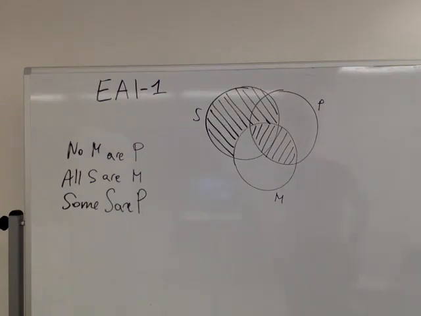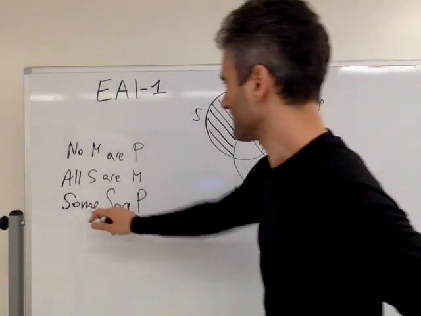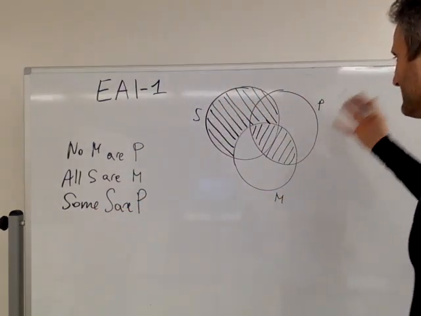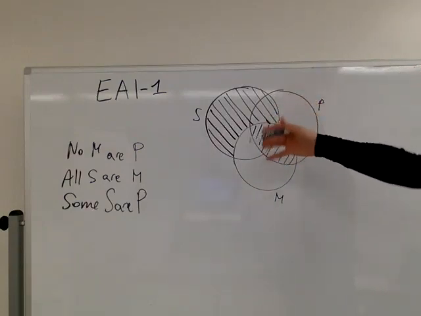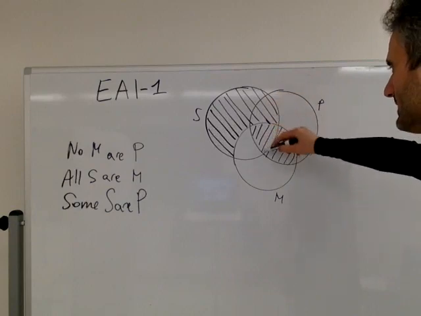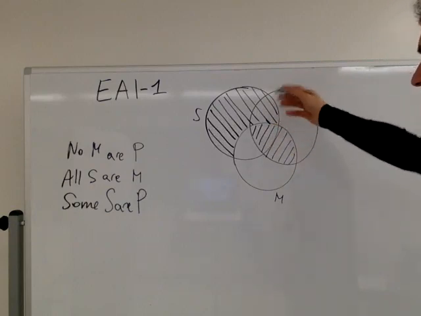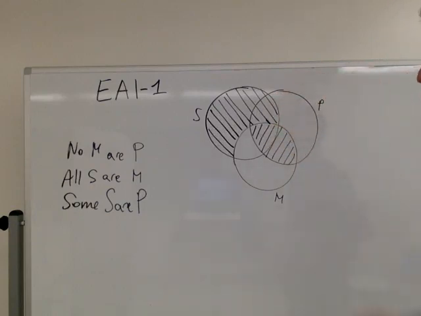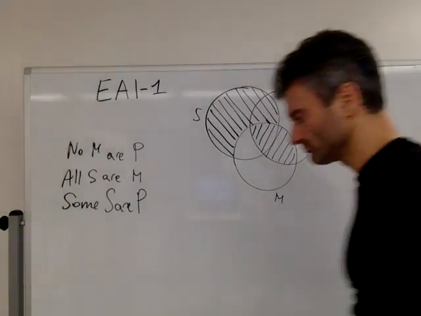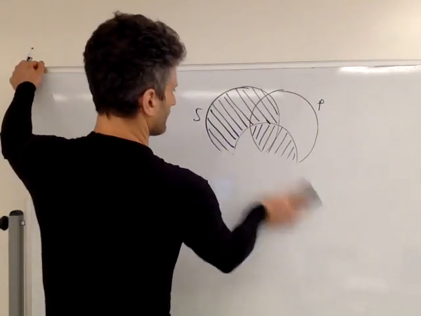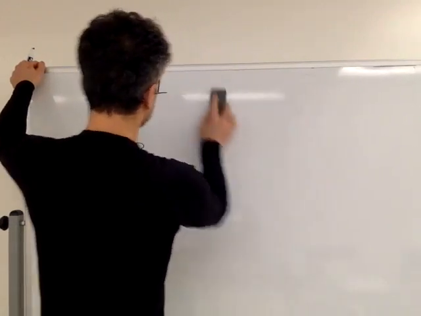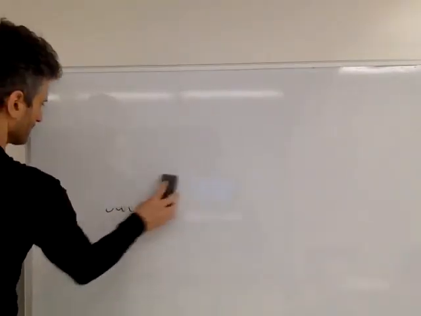Well, as you can see, the conclusion some S are P, this diagram would prevent it completely because the area 2 where the X would go is completely shaded, so there's no X. That's it. All right. Now let's do one more example.